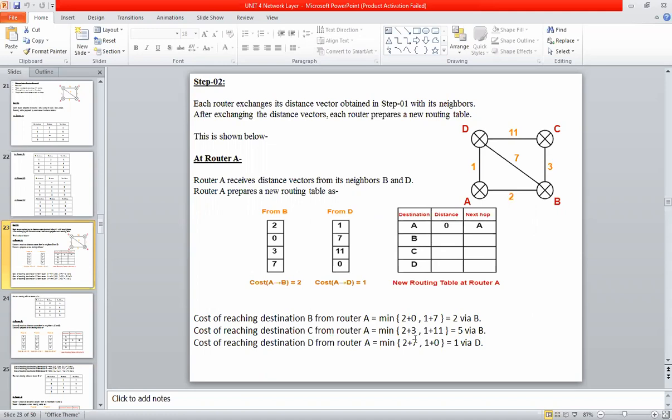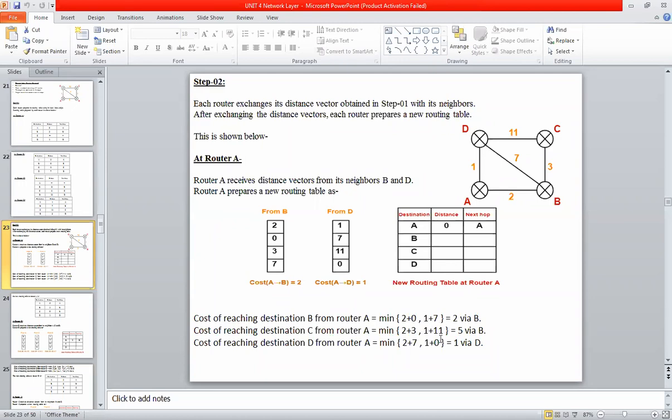One more path is there. One more link is there. How is it? From C to D and D to A. From C to D, what is the weight? 11. And D to A, how much is the weight? 1. You have to add the weights of 11 plus 1, that becomes 12.